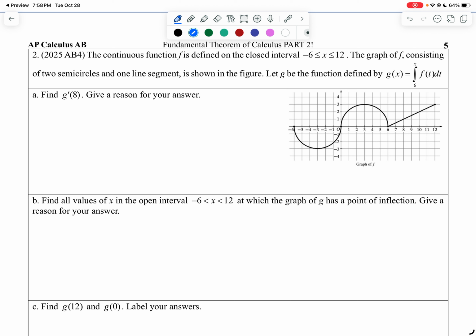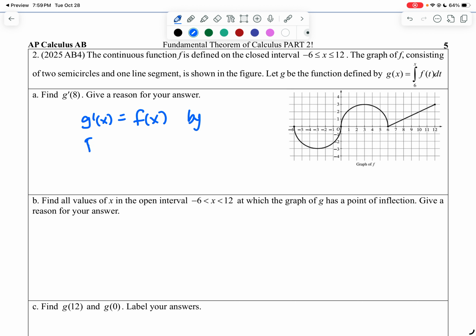So this is another FTC part 2 where we just got to take the derivative of this. So g prime of x just becomes f of x right there. The derivative of x is just 1. You don't have to write that. Give a reason for your answer. You could just say the fundamental theorem of calculus and call it a day.